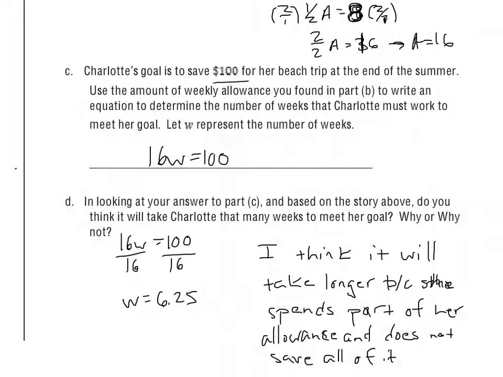Now, if I'm thinking about using my answer from part B, it's going to be 16 times W, 16 times the number of weeks, to equal 100. As I go through and solve that, I'm going to get that W is equal to 6.25, so it's going to take her 6.25 weeks.